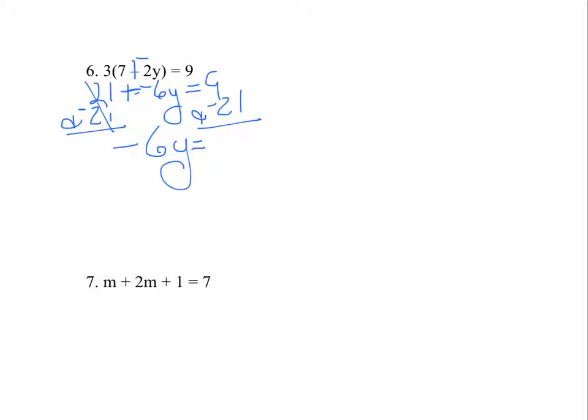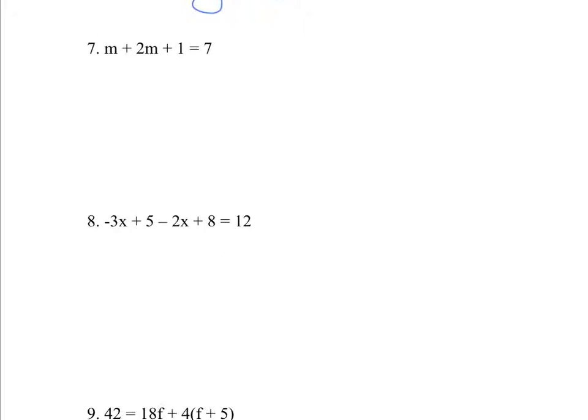So negative 6y equals negative 12. Divide by negative 6, divide by negative 6, we get y equaling positive 2. In 7 and 8, we're going to be working with like terms.